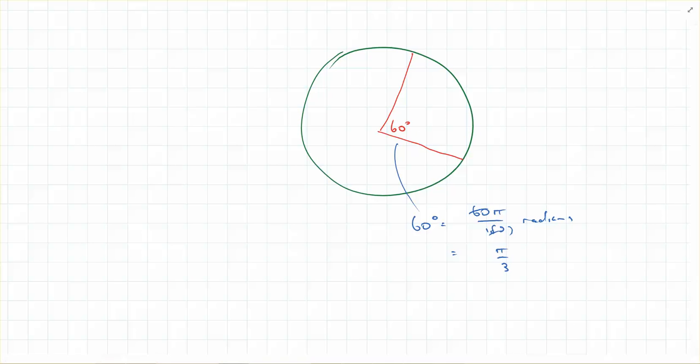So I can change my arc length here. I need to give you a radius. So now my arc length is equal to r, which is 3, times theta, pi over 3, which is equal to pi centimeters. That's how we work the arc length out there.